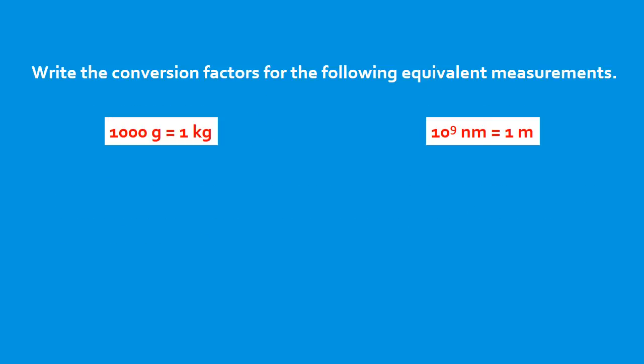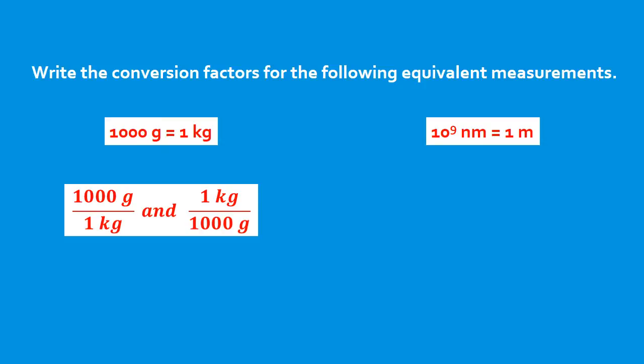All right, if we were to write the conversion factors for the following equivalent measurements, and I'm not sure if I mentioned this before, but for each equivalent statement, we will have 2 conversion factors, because on one end we'll divide by one of the values and on the other we'll divide by the other value. So if we divide by 1,000 and we divide by 1: 1,000 grams in 1 kilogram, or 1 kilogram is 1,000 grams. That's what this is telling us here. 1,000 grams per kilogram, 1 kilogram per 1,000 grams. 10 to the 9 nanometers in 1 meter.